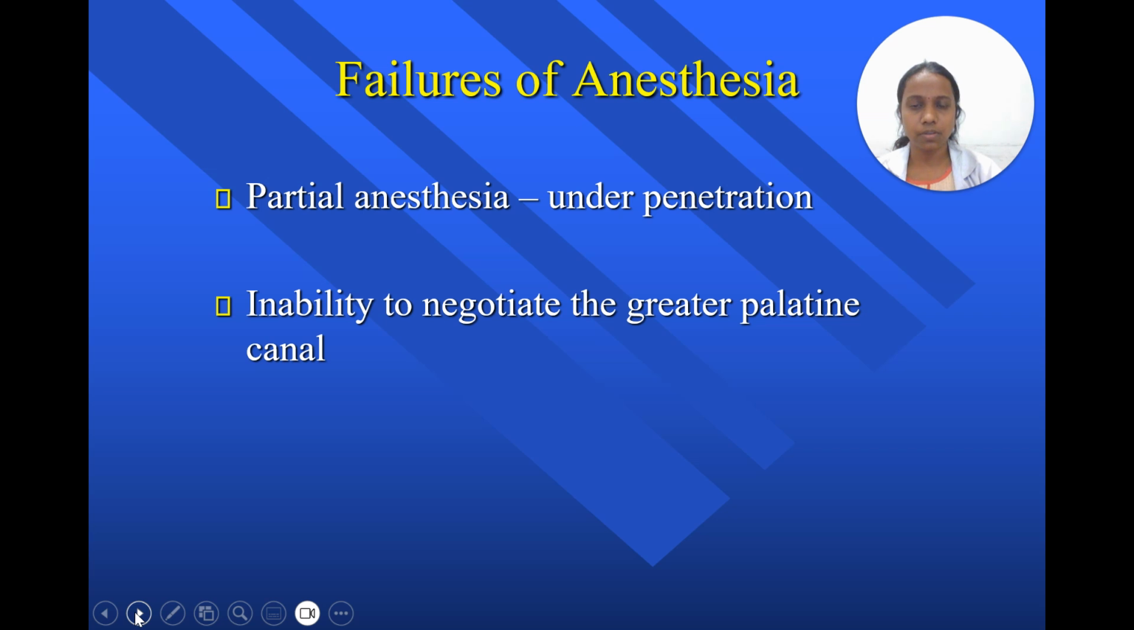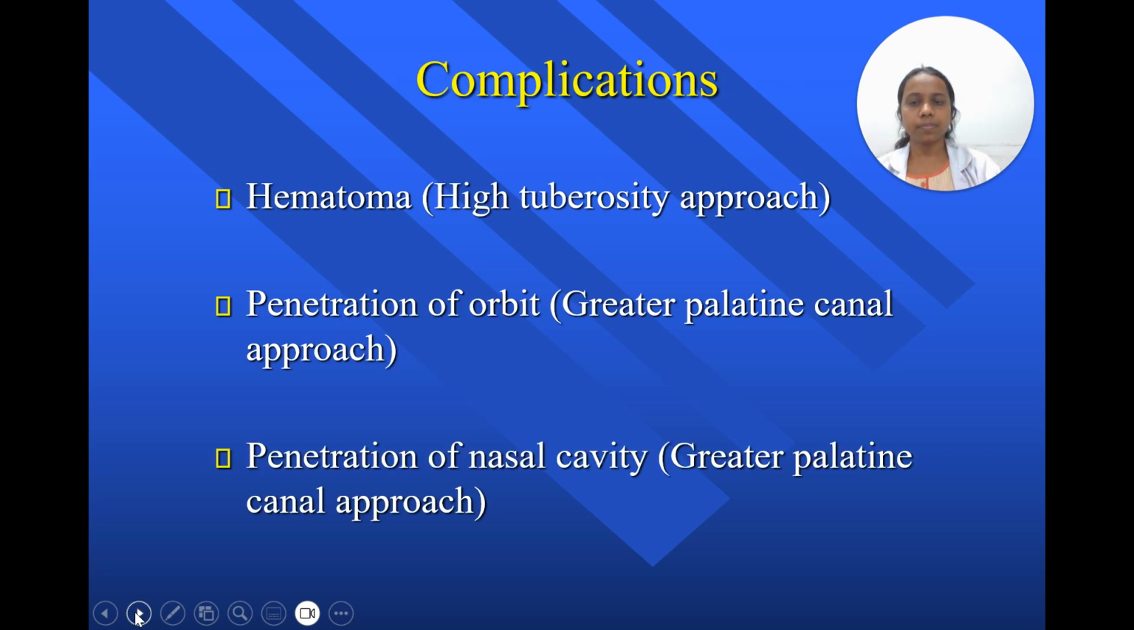Failure: partial anesthesia could occur because of underpenetration and inability to negotiate the greater palatine canal. Complication: hematoma is higher in the high tuberosity approach. Penetration of the orbit can happen in the greater palatine canal approach, and penetration of the nasal cavity also can happen. So being aware of the landmarks and sticking to them, we can avoid the major complications.